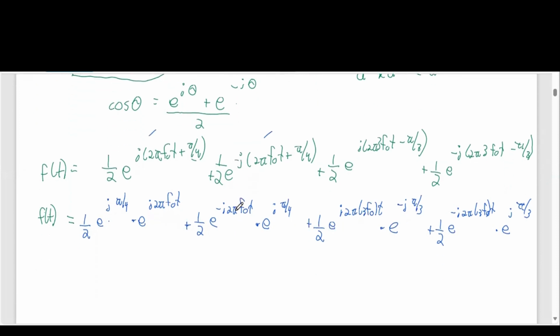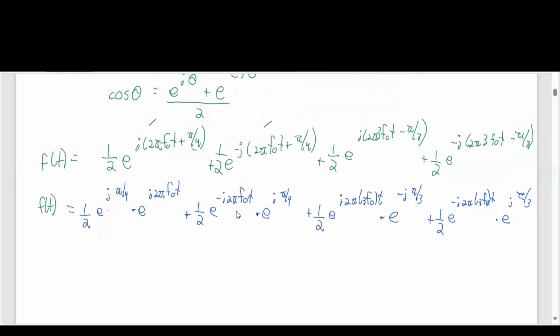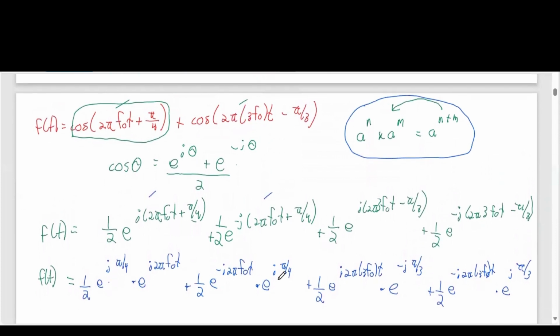Right now it's finally in the complex exponential form. So we just rinse and repeat. What we did, we used this onto each of the cosines and then expanded it. And now we just use this rule to split it up. The reason why we split it is so you can clearly see the phase and the magnitude part easier.